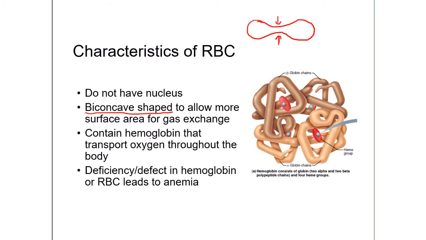Inside the red cell, you will have something called hemoglobin. This is a hemoglobin protein, and in the middle of the hemoglobin protein, you have something called the heme group. The heme group is the iron-containing component of the molecule, and this heme group allows the molecule to bind to the oxygen and deliver it to different parts of your body. If you have a deficiency or defect in hemoglobin or RBC, then you might have anemia.